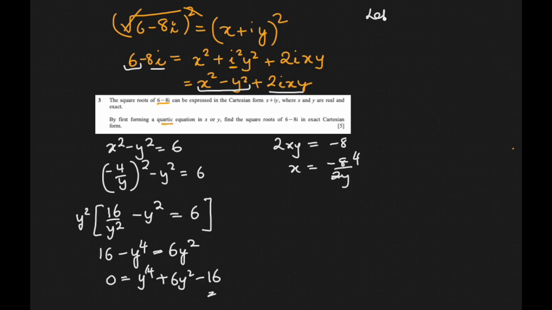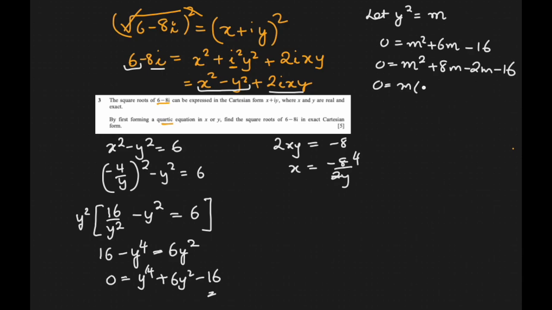I will assume that let y to the power 2 is m. So what will this become? 0 equal to m square plus 6m minus 16. And I have to solve this quadratic equation. You can use your calculator to find the roots. However, I will just split the middle term. So 0 equal to m square plus 8m minus 2m minus 16.